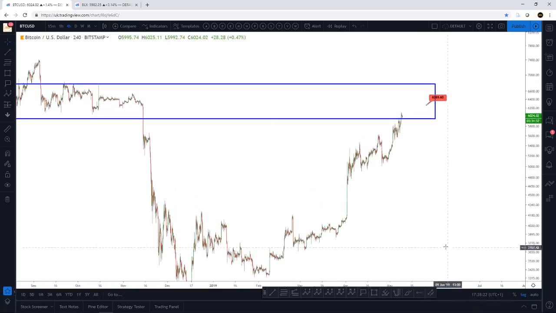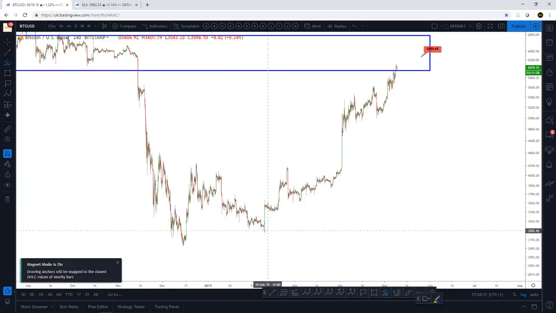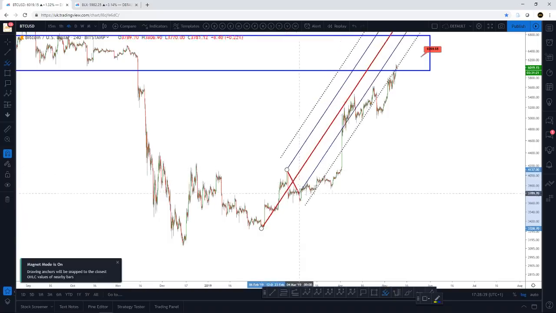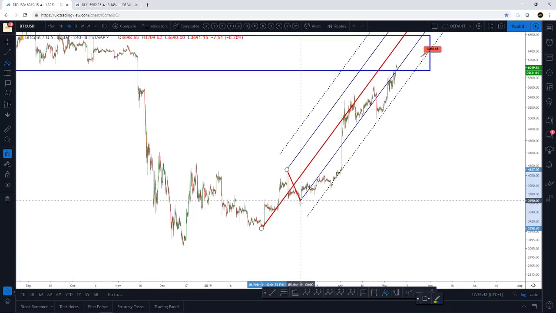So if this is our wave three, what we'll do is pitchfork, magnet tool, start from the bottom of wave three. Sorry, second. So your first pivot is at the start of the wave, second pivot at the end of the first wave, and then your third pivot at the end of the second wave.